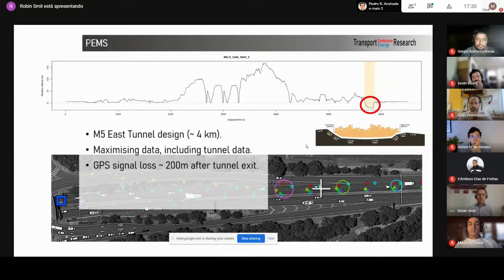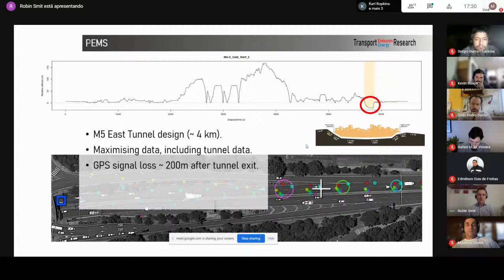One of the other things we've accounted for is the real effects like GPS signal loss. And we found that about 200 meters after tunnel exit, we have an accurate signal again, but you need to account for the area in between.